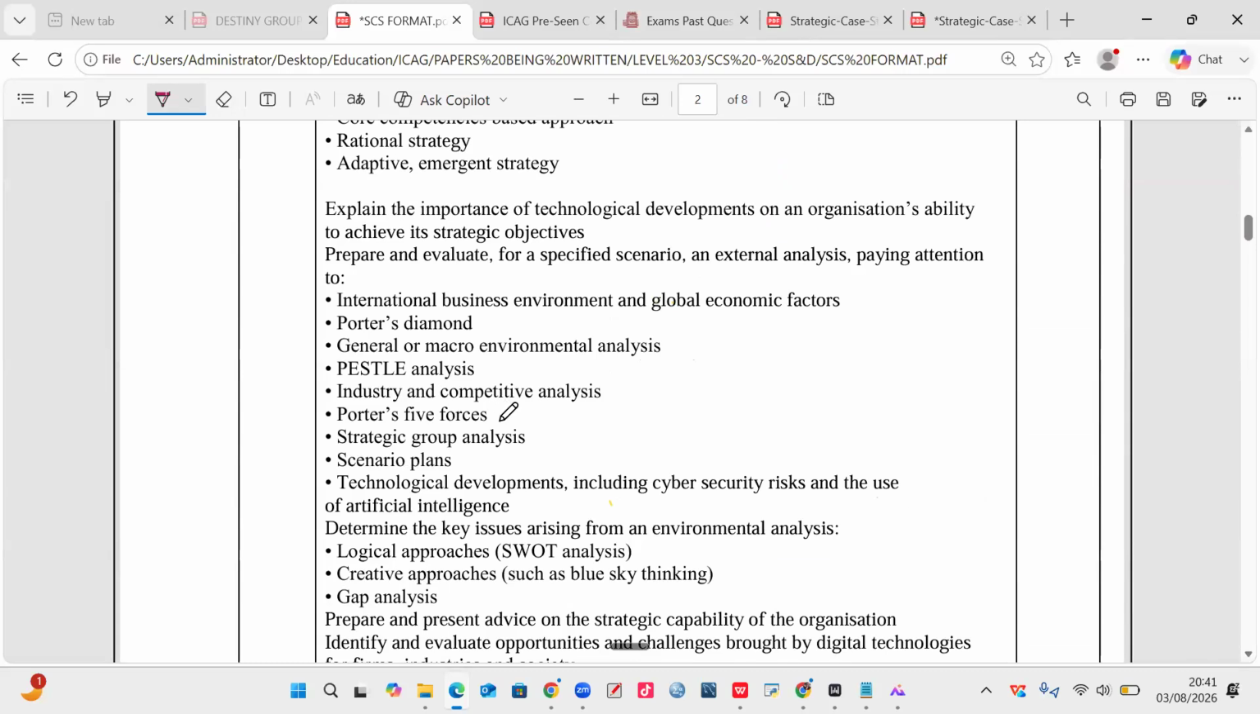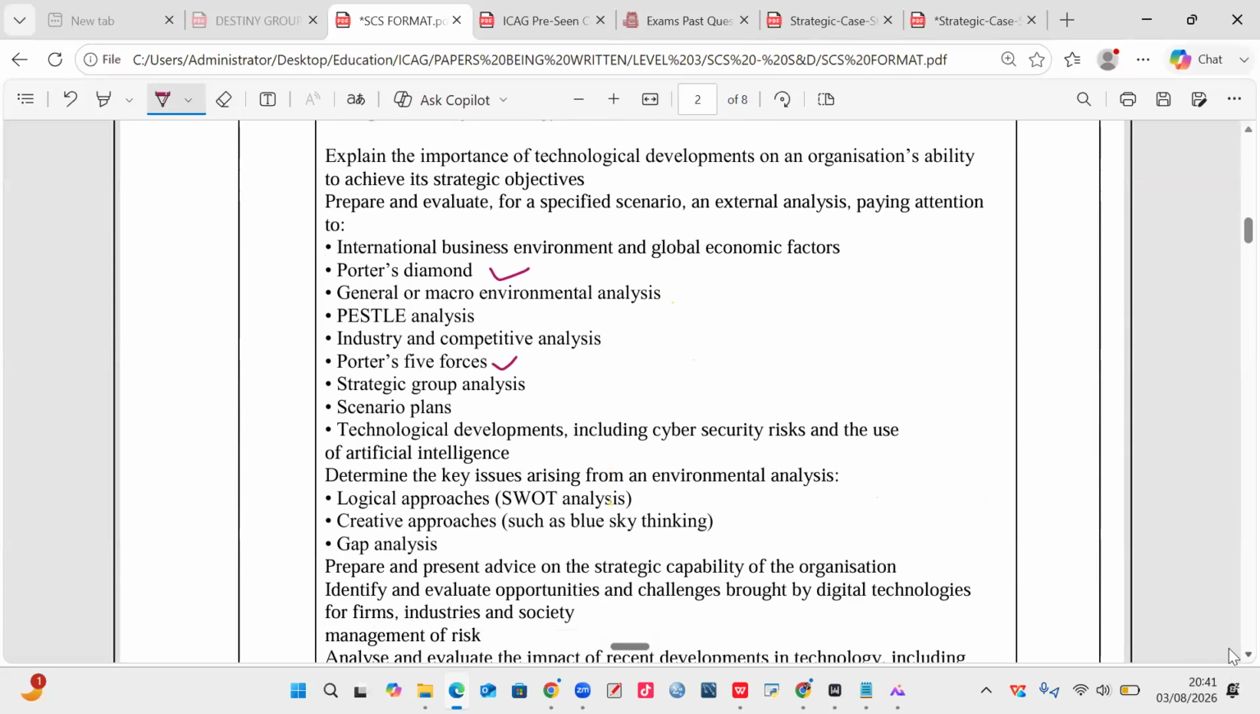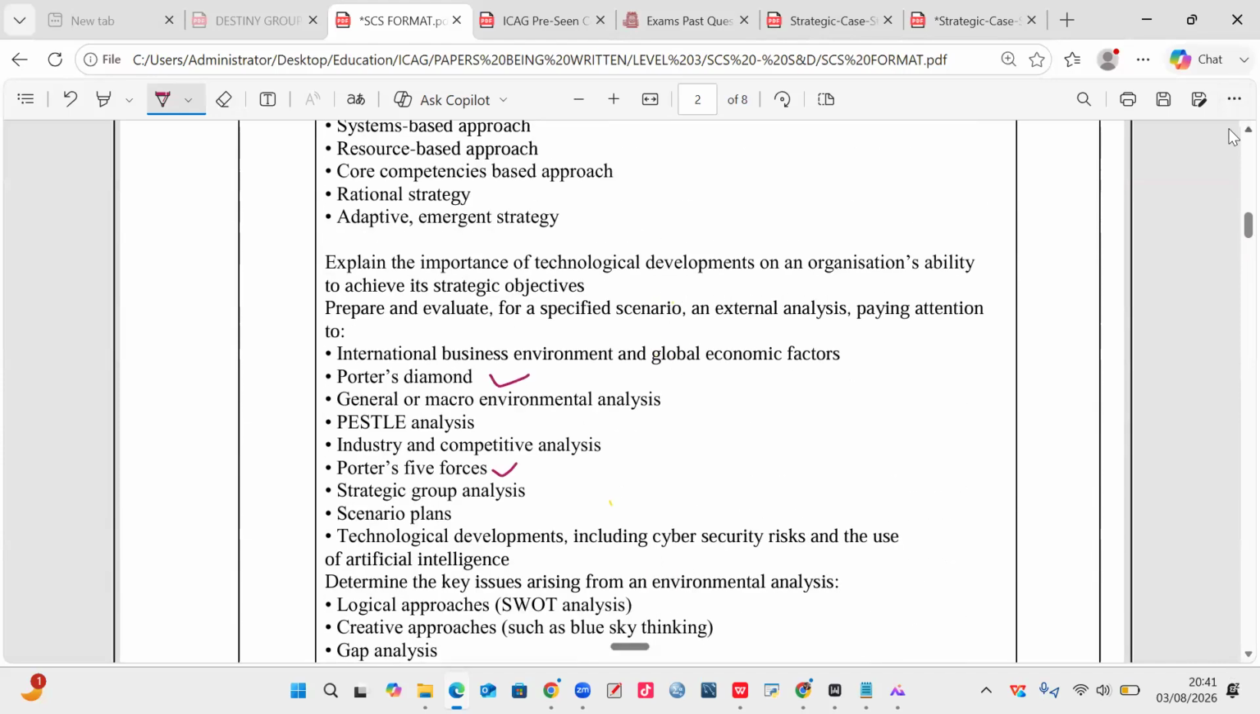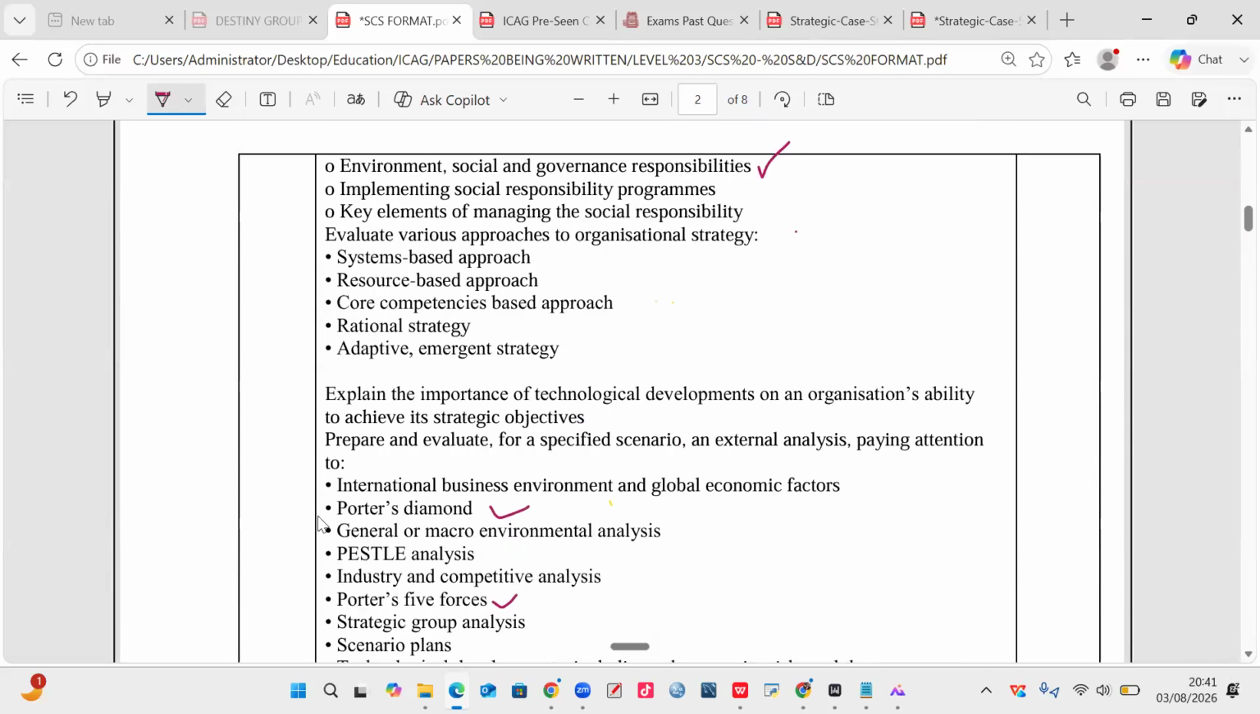Porter's 5 forces, Porter's diamond. The value chain is in there. Let me check. It's part of the question 1. The value chain is part of the question 1. It can be under, after the 5 forces, the value chain will be there. It's in there.